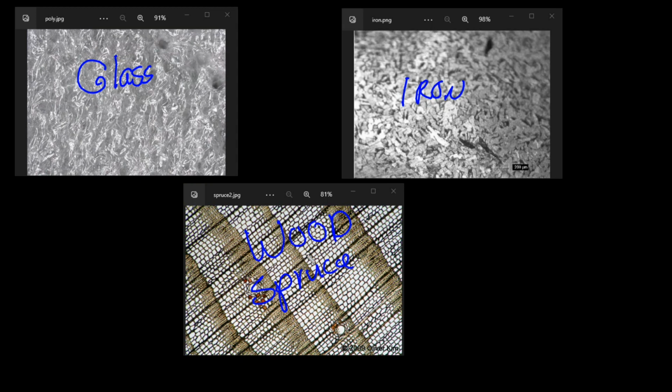And the wood seems to be made up of little lattices, I would call them. But none of that gives us an idea of why. So let's go a little bit deeper.